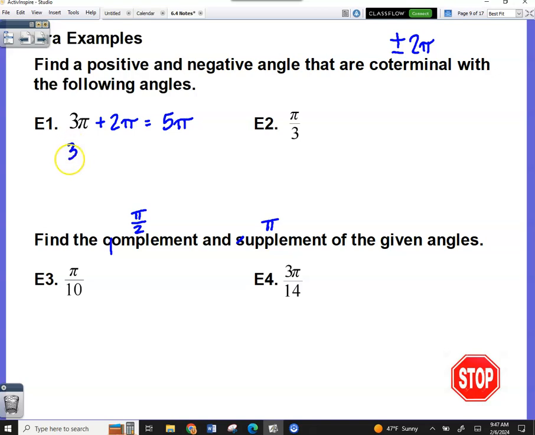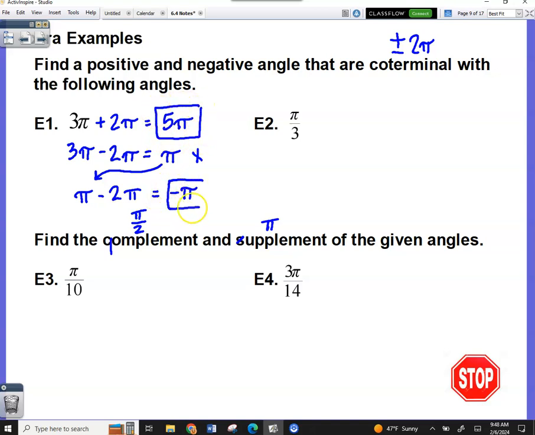Now I'm going to take 3 pi and subtract 2 pi, but it only leaves me with pi, which does not meet the requirement. That's not what they asked for. So I'm going to bring that here and just basically take one more off. And now I have my 2 answers. Make sense?